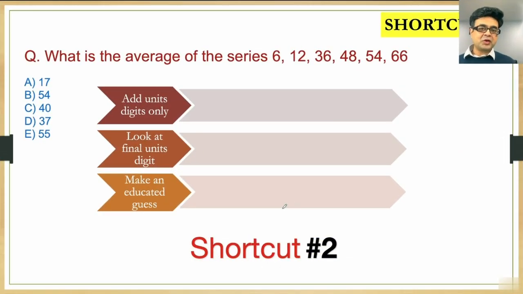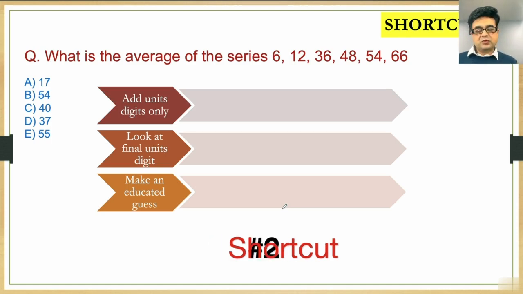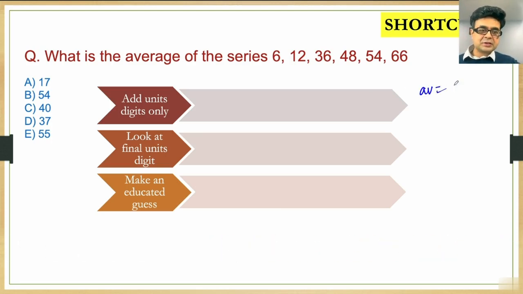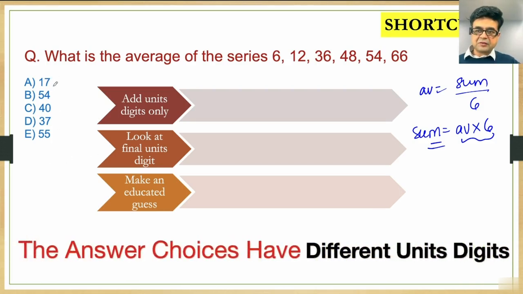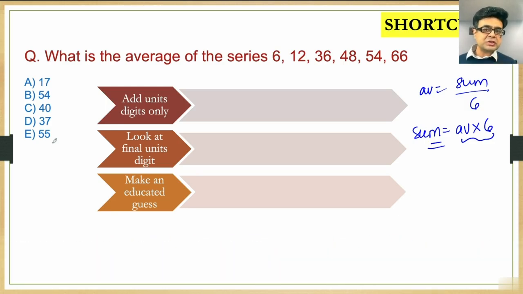And in this shortcut, we are going to make an educated guess without actually calculating anything. So we know that the average is the sum of the numbers divided by 6. So my sum is nothing but average multiplied by 6. So the units digit of the sum would have to be the same as the units digit of average multiplied by 6. So as you can see, there are several different units digits. So there is a possibility that if we can figure out the units digit of the sum, I can easily figure out what the average is going to be.